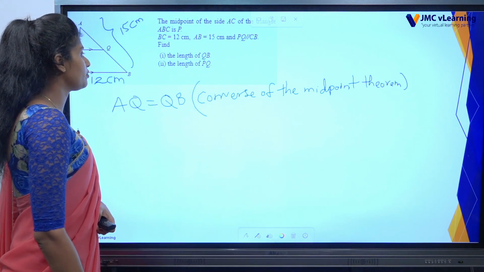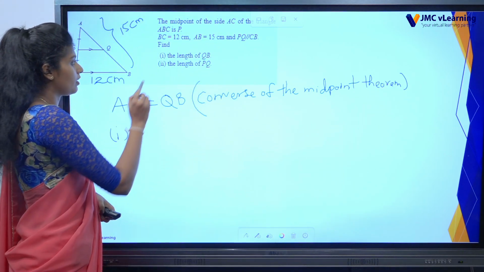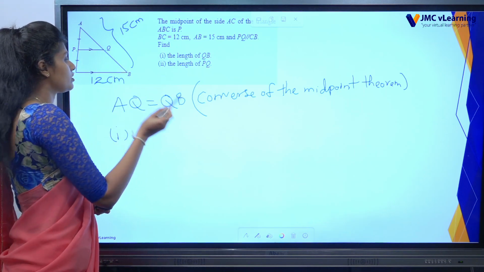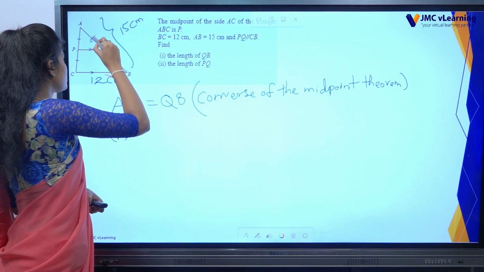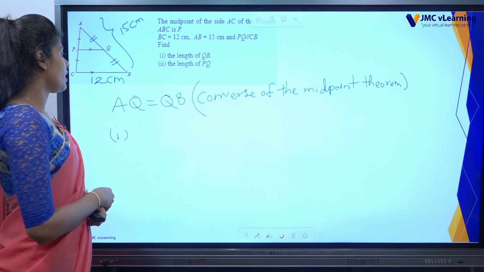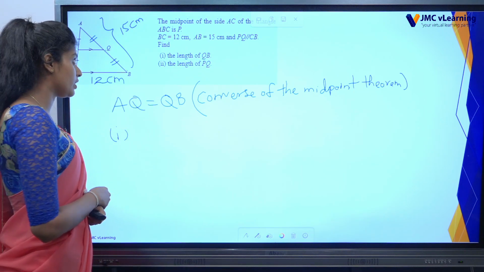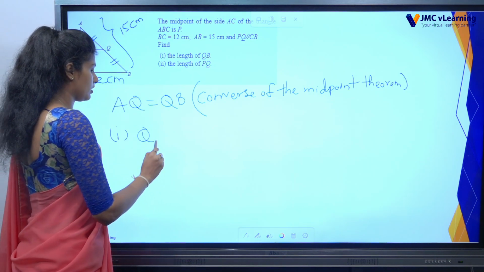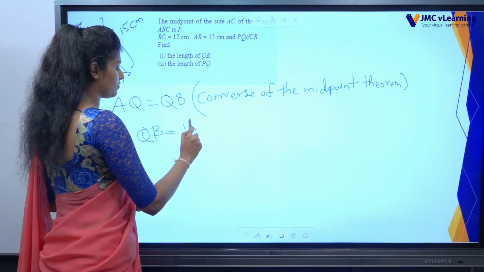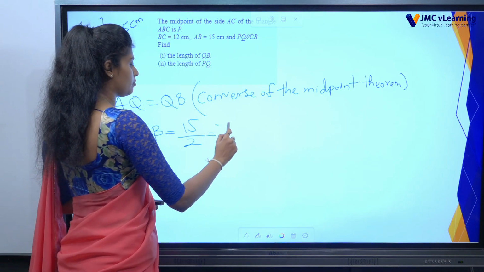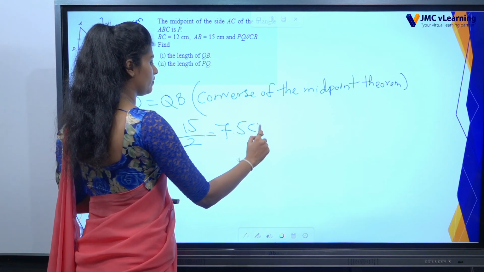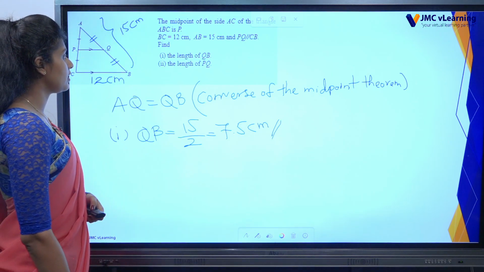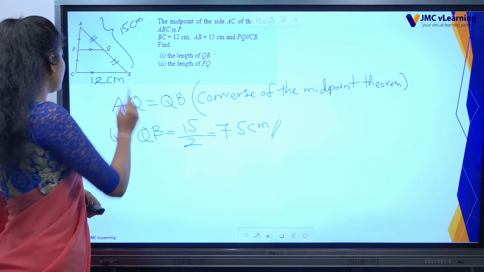Okay, now we have to find the length of QB. That means using that converse of the theorem, these two sides are equal. Then what is the value of QB? You have to take the half of 15 centimeter. Then QB is equal to 15 divided by 2. That means 7.5 centimeters.